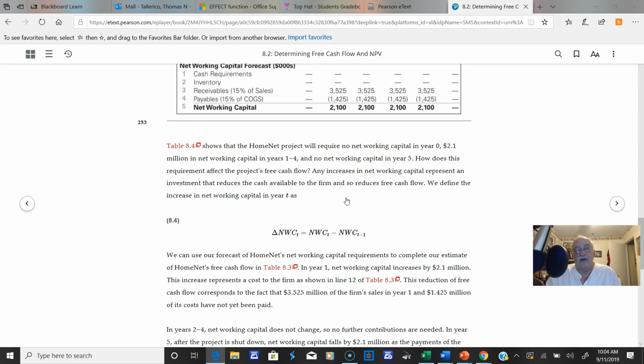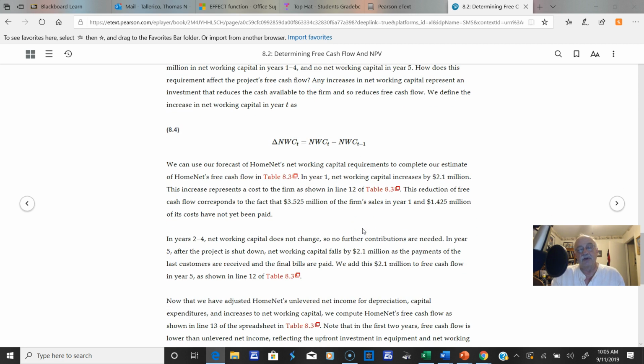Now, as we move on, basically it says here, any increases in net working capital represent an investment that reduces the cash available to the firm and so reduces free cash flow. You've got to understand, net working capital is money you're putting into this project that you would not normally have, okay? So if you're doing a project around your house and you've got to dump money into it, that would be considered your net working capital, all right? So you notice here we define the increase in net working capital in year T as, so notice here, there's a delta. Delta means change. So it's important to understand we're going to be looking at the change in net working capital, which will be the net working capital from year T minus the net working capital from year T minus 1. So you'll see this show up a lot.